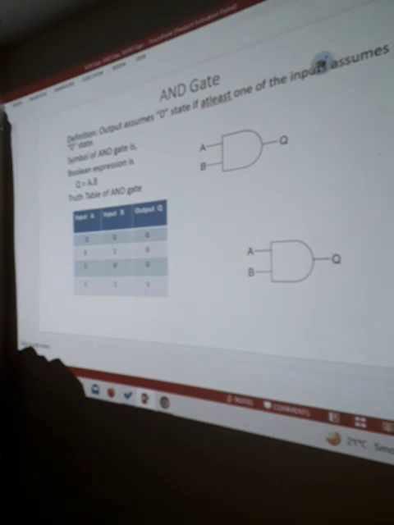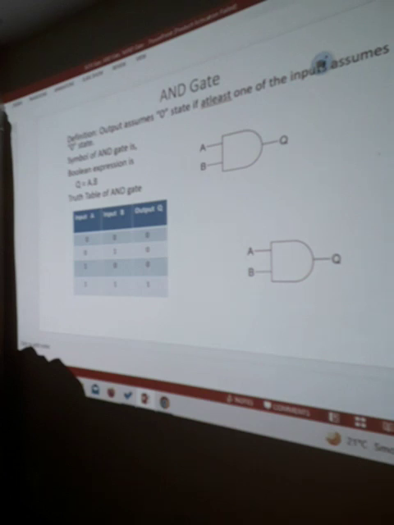Now we have AND gate. We can define AND gate as output assumes zero state if at least one of the inputs assumes zero state. Symbol of AND gate is shown in the figure, in which we have two inputs A and B and one output Q. Its Boolean expression is Q is equal to A dot B, and its truth table is also shown, in which we have two inputs A and B and one output Q.